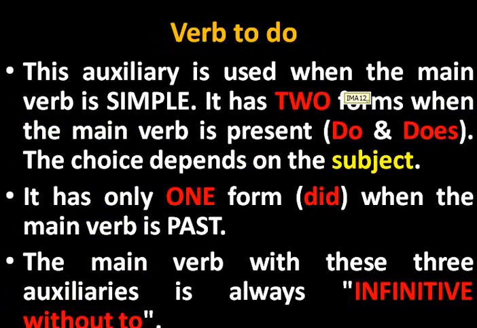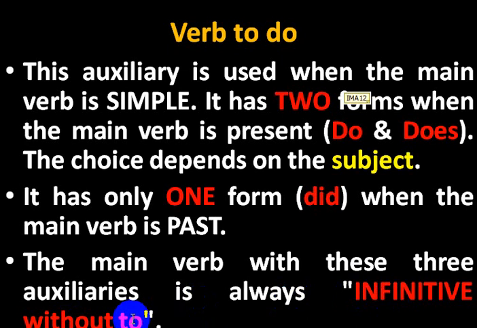Let's start with verb to do. This auxiliary is used when the main verb is simple. See, when your main verb is in its simple form, we use verb to do. It has 2 forms, do and does in the present, of course, and did when it is what? In the past. The main verb with these 3 auxiliaries is always infinitive without to.